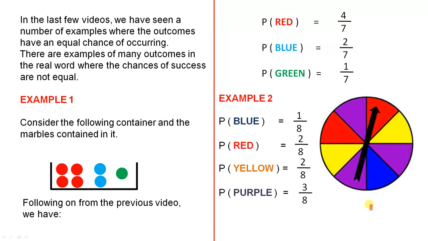because there are more purples than any other colour. There's less blue than any other colour. So when you spin the arrow, there's less chance of landing on a blue, and more chance of landing on a purple. The probability of landing on a blue is 1 over 8 because there's 1 blue and 8 possible areas. The probability of landing on a red is 2 over 8 for obvious reasons. The probability of landing on a yellow is the same, and the probability of landing on a purple is 3 over 8.